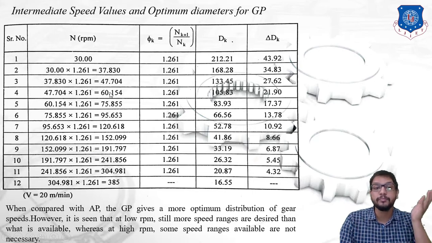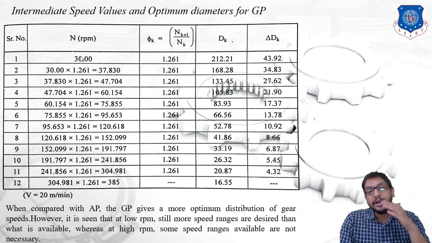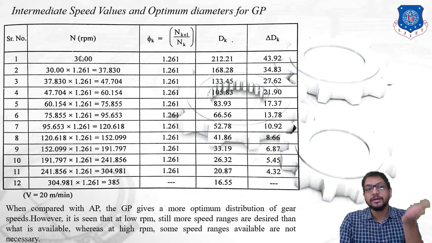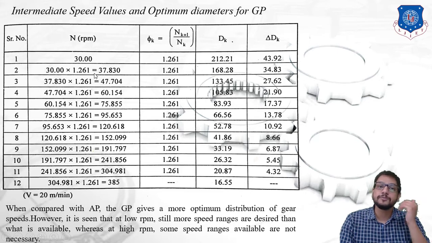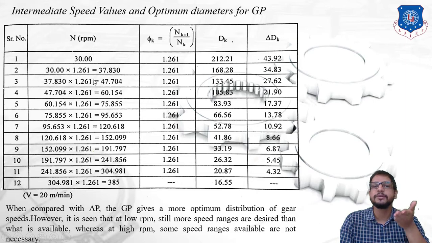You can refer to the previous video, in which we determined the n values by using AP. Compared to the AP method, the GP method is going to provide a good distribution of speeds. And the material removal is very small, that is 43.92. Then you can directly shift to the next speed. Then material removal is 34.83 and you can shift to the next speed, that is N3.